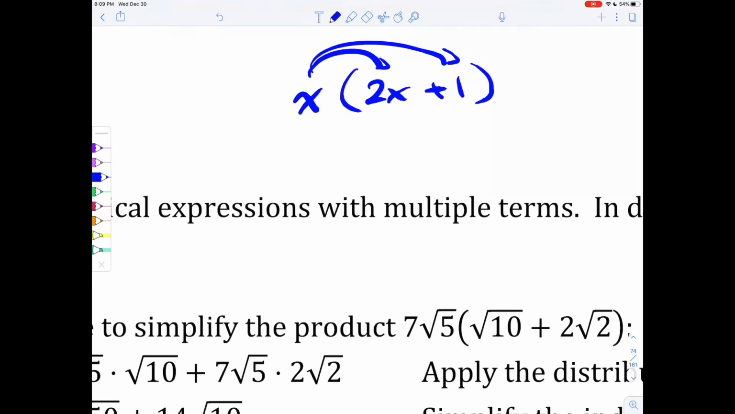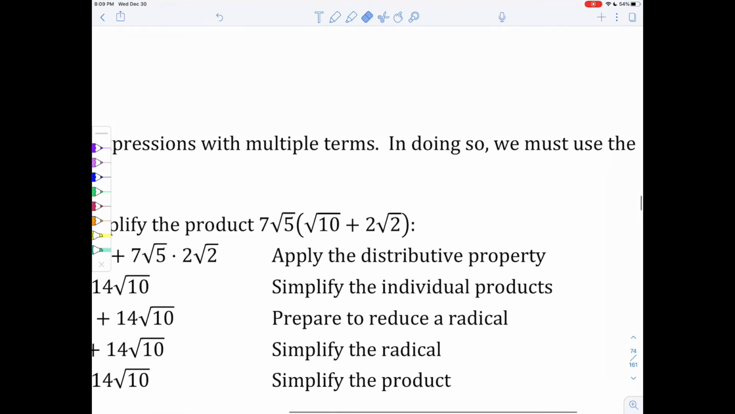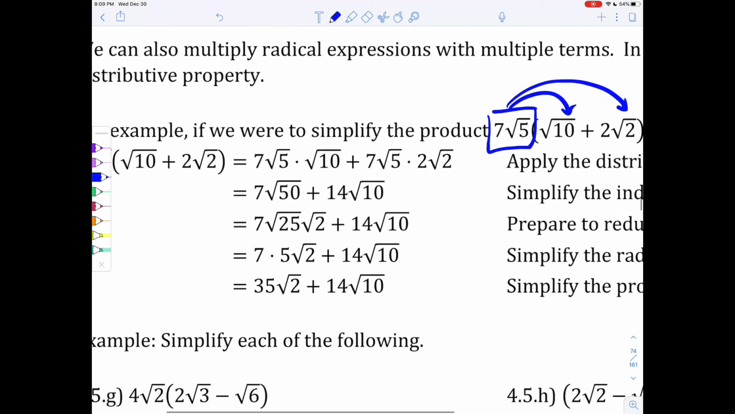We can do the same here. In this little example, we've got 7 root 5 being multiplied by root 10 plus 2 root 2, so we're going to distribute. We're going to take this 7 root 5 and multiply it by root 10, and we're going to multiply it by 2 root 2. That's what this first step shows.